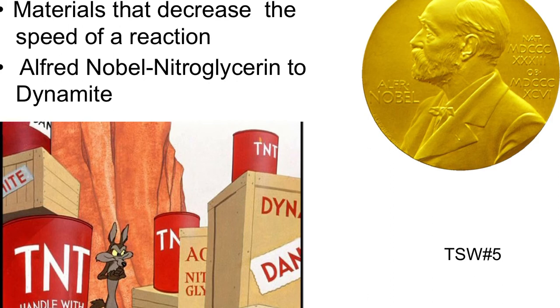So nitroglycerin is a type of chemical that has a very, very low activation energy. Nitroglycerin was a chemical that they were using in the construction of the railroads. When a lot of countries were developing in the 1800s, they needed to blow up mountains and these sorts of things in order to lay railroad tracks. So nitroglycerin was the chemical that they were using at that time.